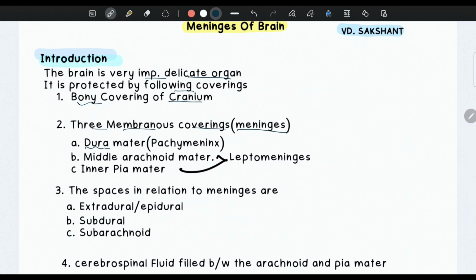The first one is the outer, which is dura mater. The middle one is arachnoid mater, and the inner one is pia mater. The dura mater is also called pachymeninges, and arachnoid and pia mater together are called leptomeninges.